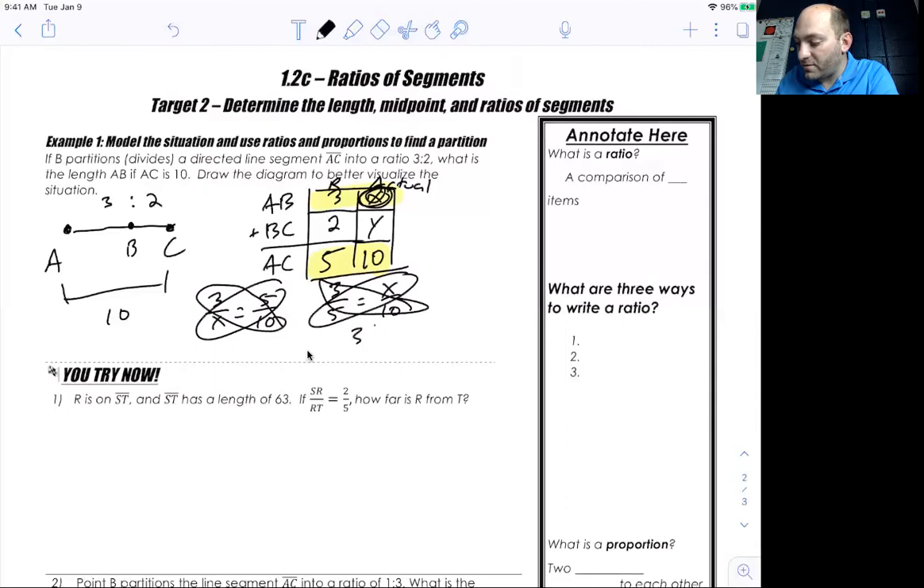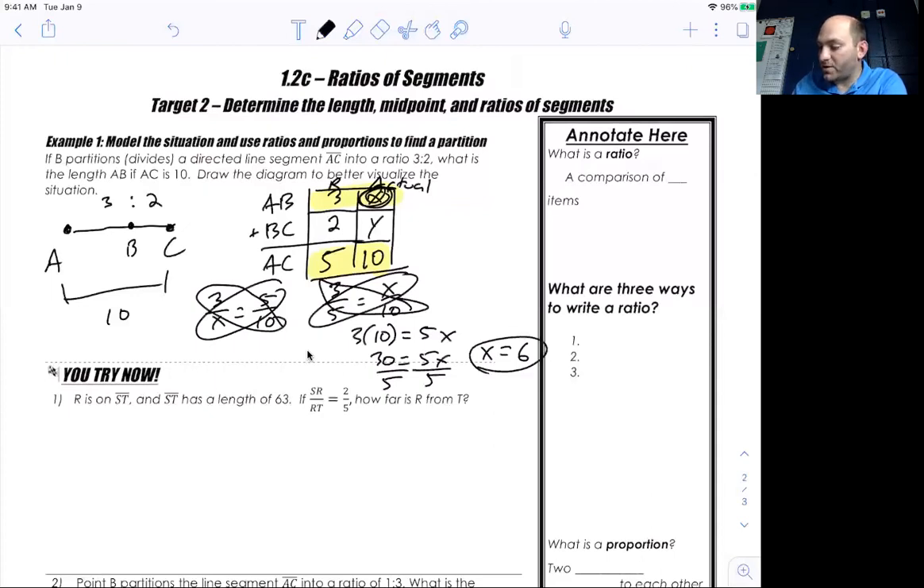3 times 10 equals 5 times x. So then I get 30 equals 5x, divide by 5, x equals 6. And that's what I wanted to find. That's it. 6 was my value of AB. So AB equals 6.